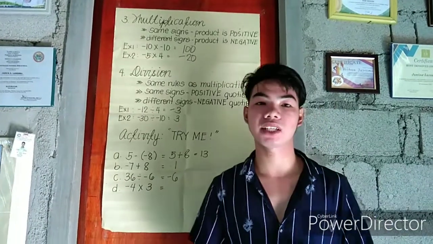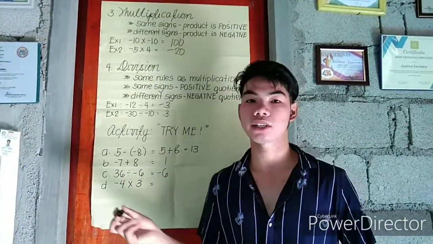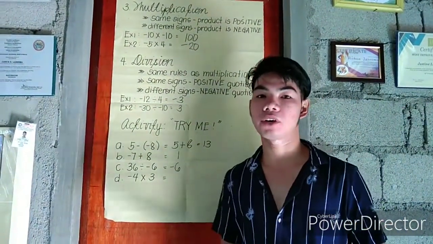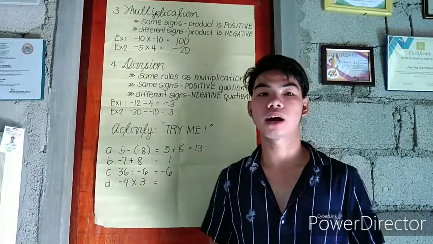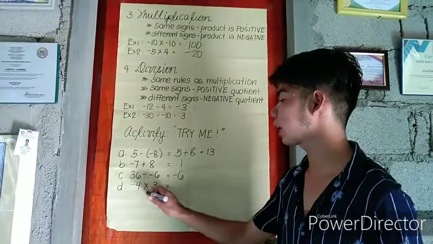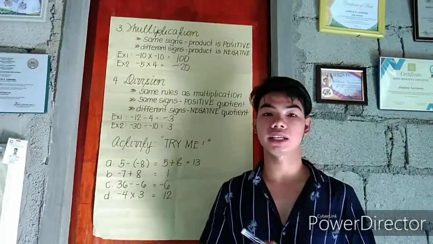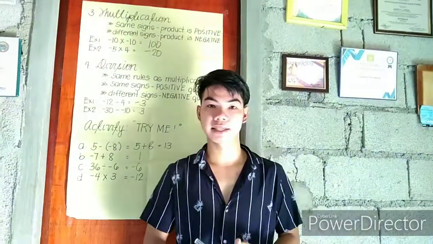And last but definitely not the least is negative 4 times 3. Just like in this one, magkaiba ang signs, different. So all we need to do is a normal multiplication. 4 times 3 gives you 12. And the sign that we're going to use is negative as well since magkaiba ang kanilang signs.